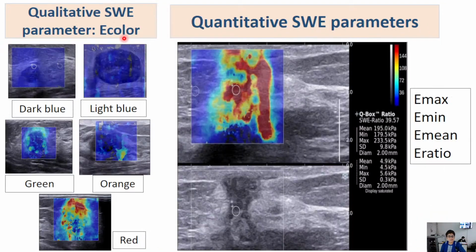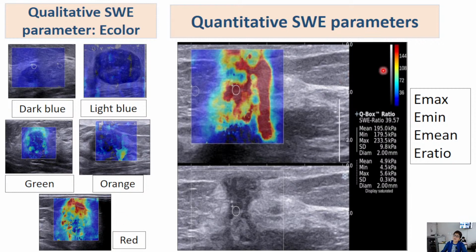So these are the qualitative parameters. It's vendor specific. In our institute, we have the Explorer machine in which the softer lesions appear blue and the harder lesions appear red. This spectrum varies from blue to green to orange to red. As the hardness of the lesion increases, the spectrum changes from dark blue to red.